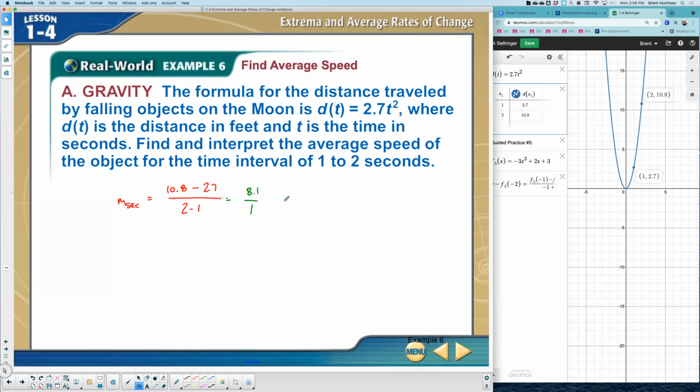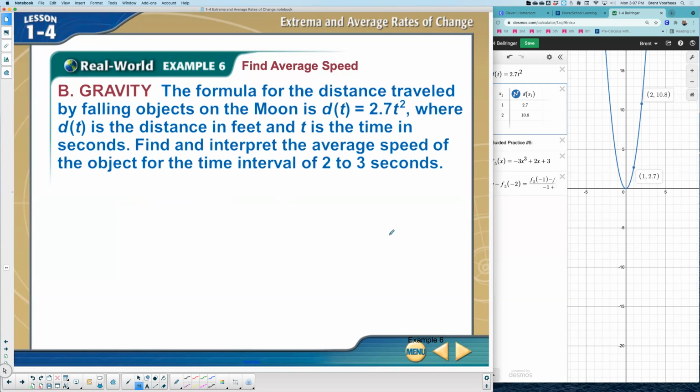And so the average speed here is that the object is falling 8.1 feet. I don't know why I did rounding. This object is falling 8.1 feet per second between 1 and 2 seconds. That's the speed at which this object is falling. And so that would be part A.